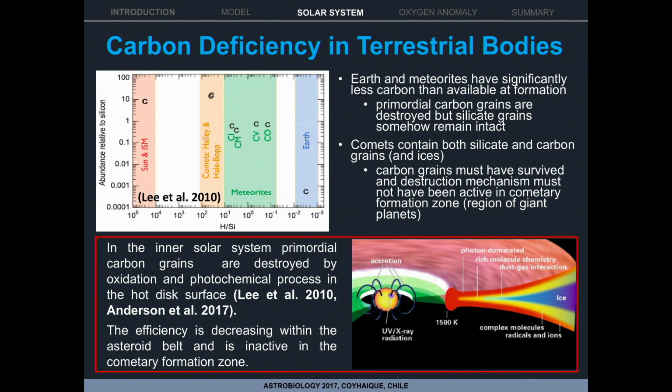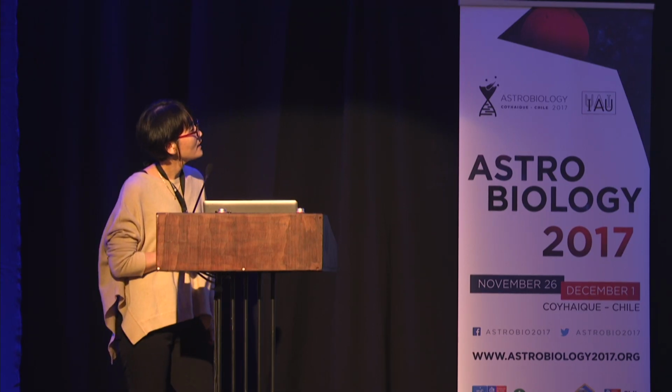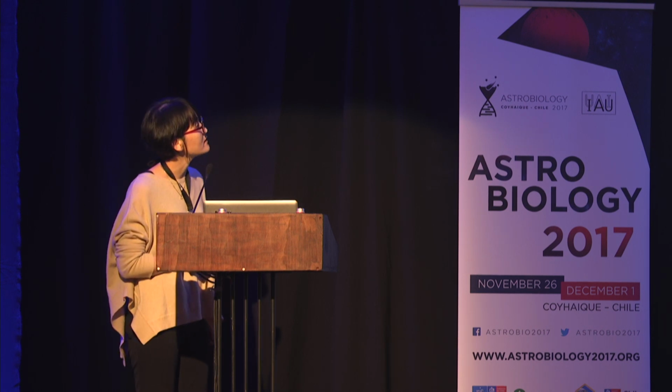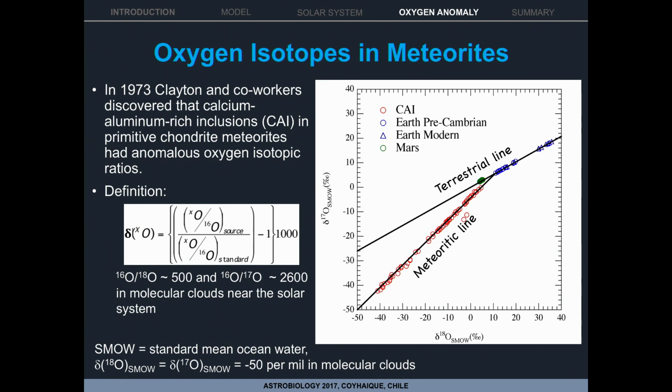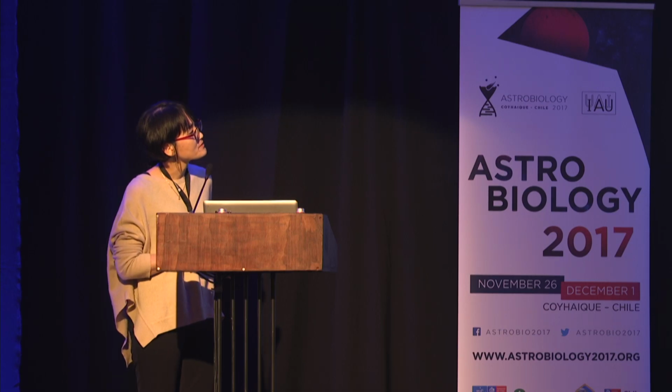From now, I focus on the oxygen isotopes. In 1973, Clayton et al. discovered that the calcium aluminum rich inclusions, so-called CAIs, in primitive meteorites had anomalous oxygen isotopic ratios. This figure shows the relation among the 3 oxygen isotopes. Here, delta 17O and delta 18O are defined by this equation, and the standard for these delta values is standard mean ocean water. And these symbols indicate the measurements from various rocks.